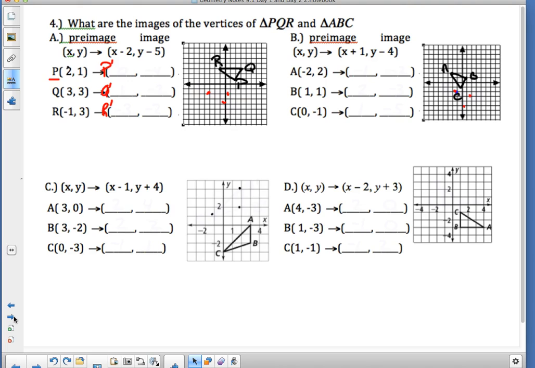Graph (2, 1), (3, 3), and (1, 3) on your axis. Because you need those graphed. I want to show you a couple ways of doing this. I'm going to show you the rule and how to deal with the rule. And I also want to show you how to deal with stuff on the axis, because it goes pretty quick if you get it.